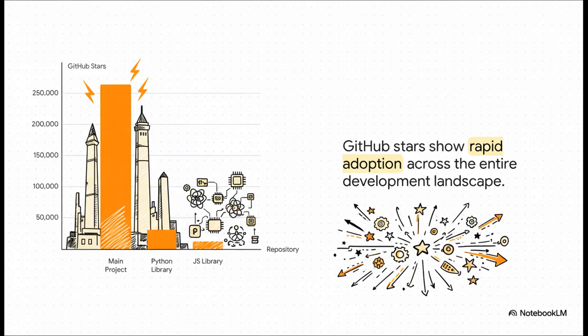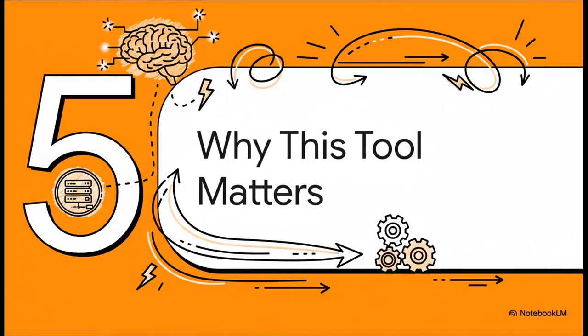So when you actually visualize this growth, the scale just becomes so clear. The main project's popularity is just off the charts. But seeing that strong adoption in both the Python and JavaScript communities proves this isn't some fluke. It's a tool that's being woven deep into the fabric of the entire development world. Okay, so the numbers are insane, we get it. But that all points to a bigger question. Beyond the hype, why does a tool like Ollama fundamentally matter? What's the big deal here?